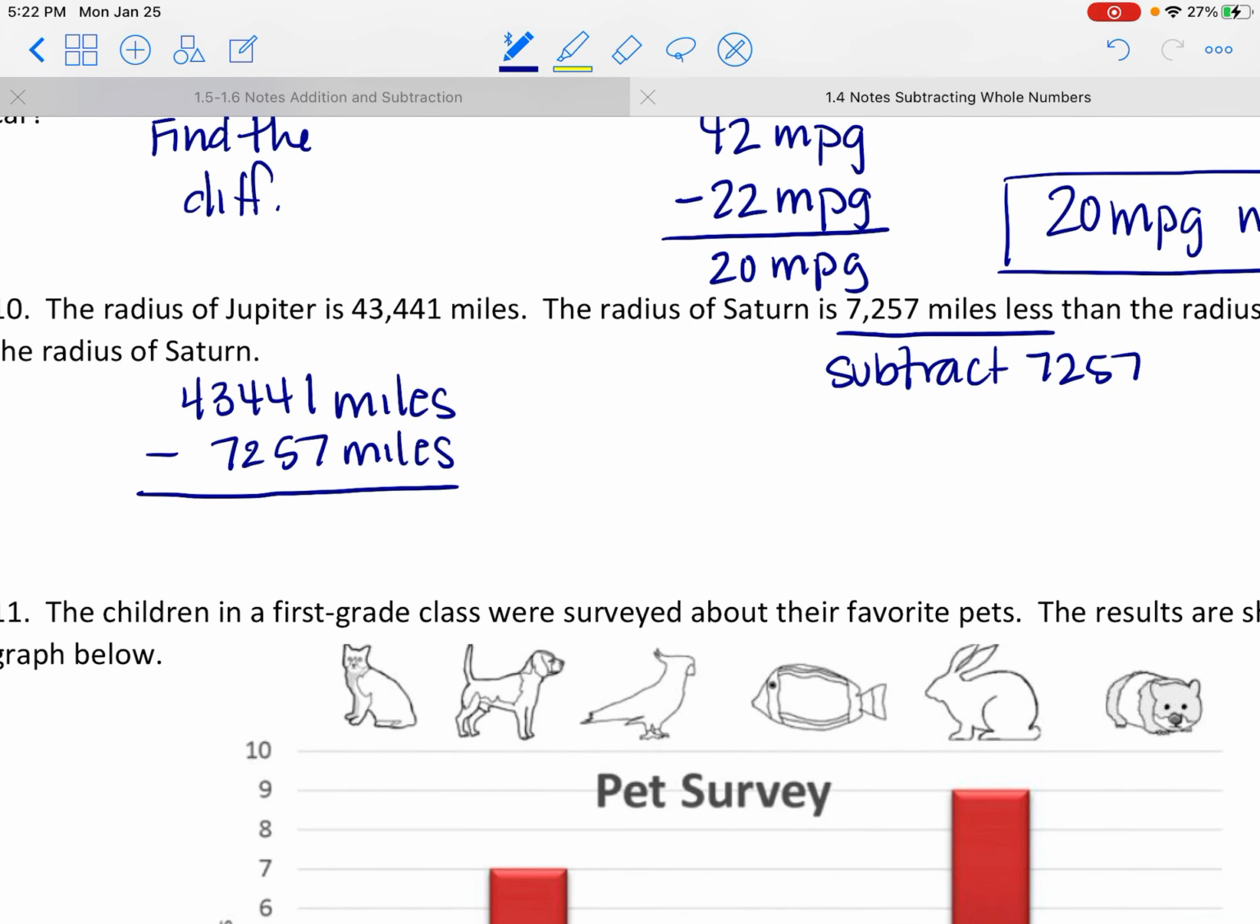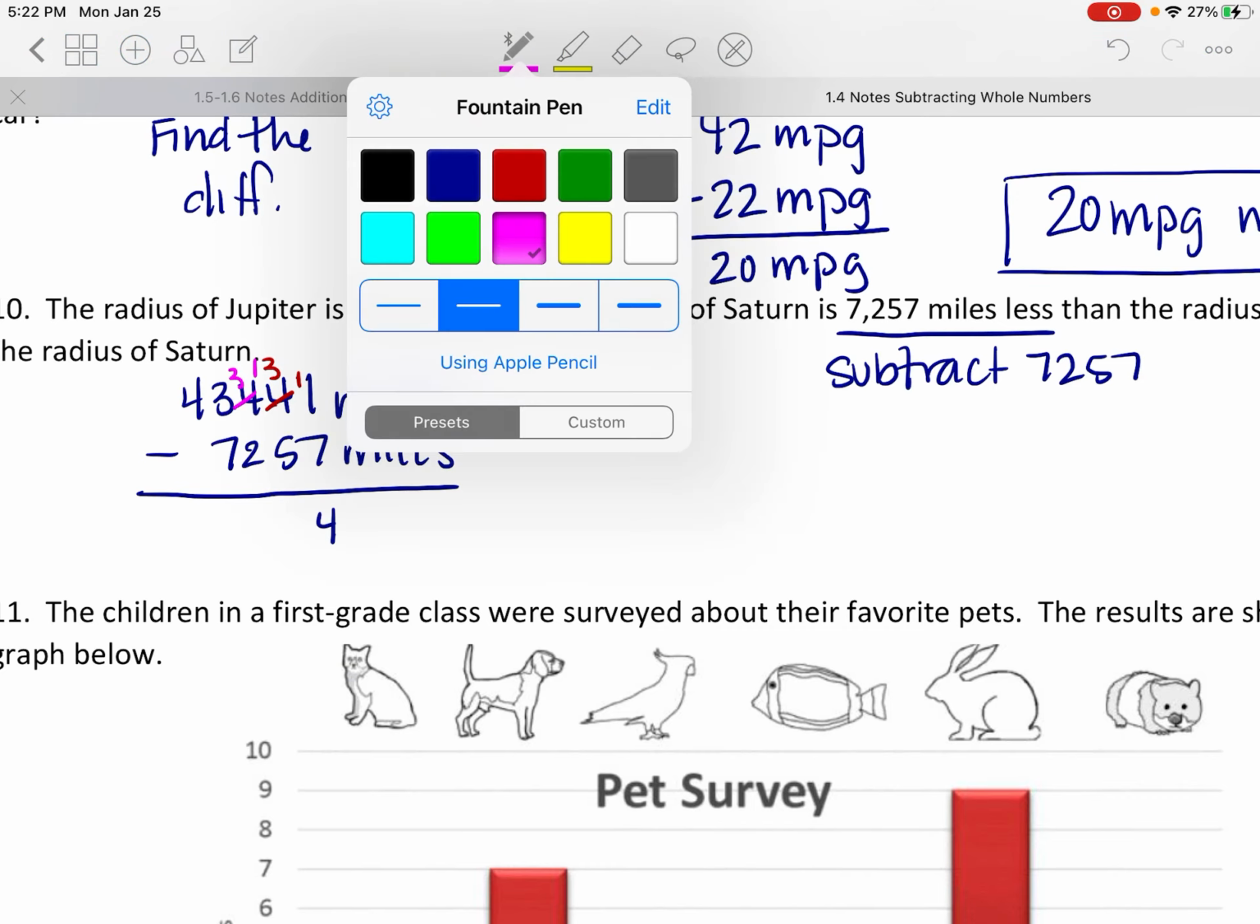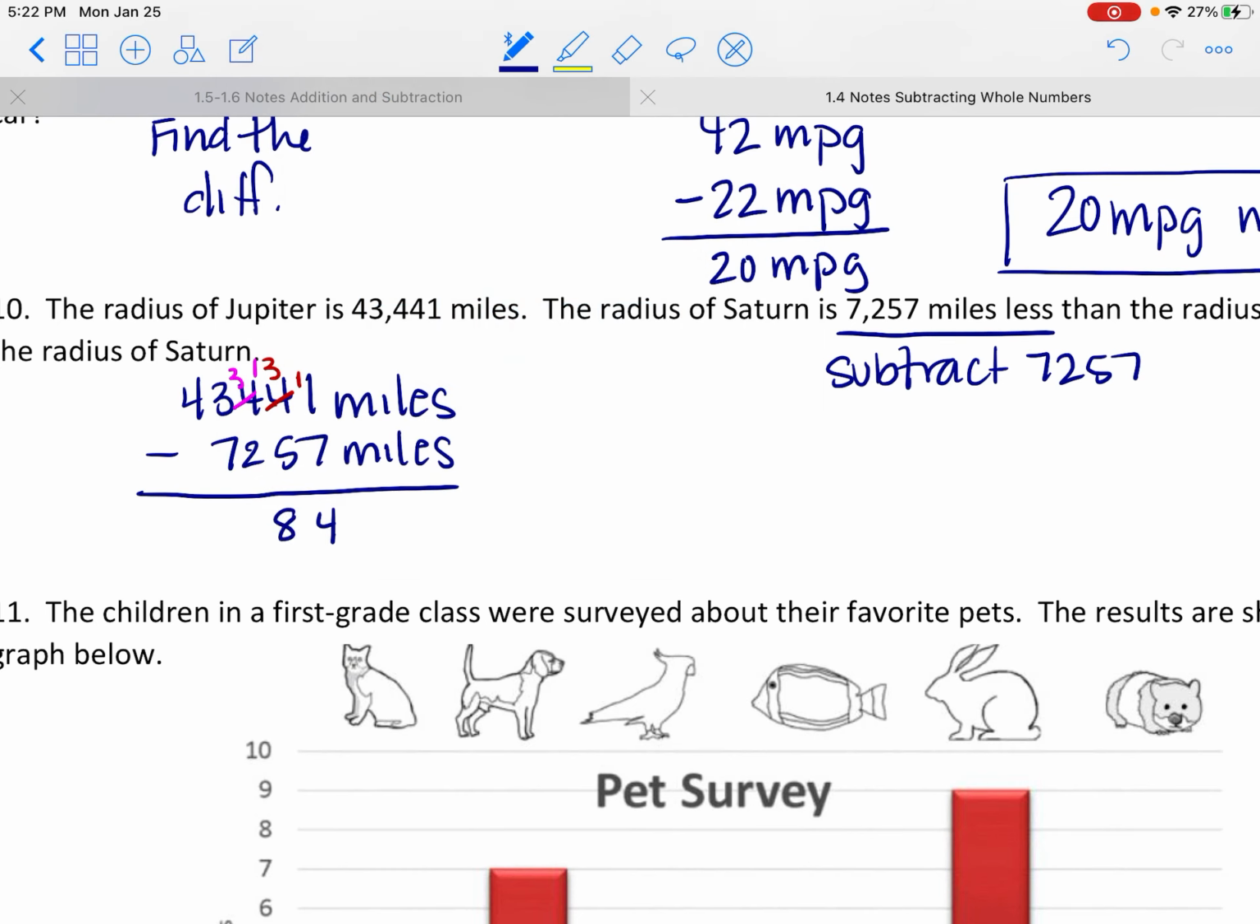So I can't take 7 from 1. I'm going to have to borrow. So I'm going to make that a 3. And now I have 11 on this side. And so 11 minus the 7 gives me 4. I can't take 5 from 3. So again, I'm going to borrow. Make this a 3. Make that a 13. So 13 minus the 5 can be done. 13 minus the 5 is going to leave me 8 here. 3 minus 2 in the hundreds place is going to be 1.